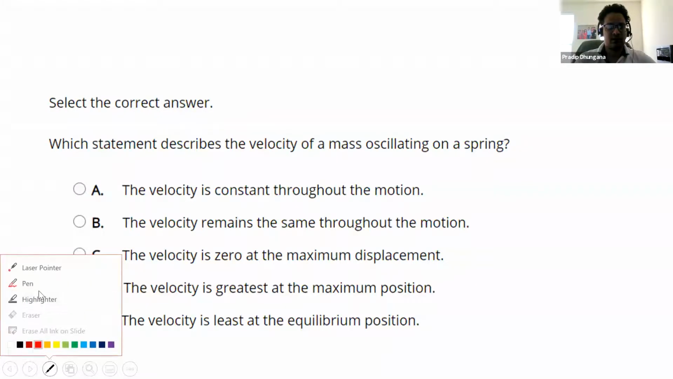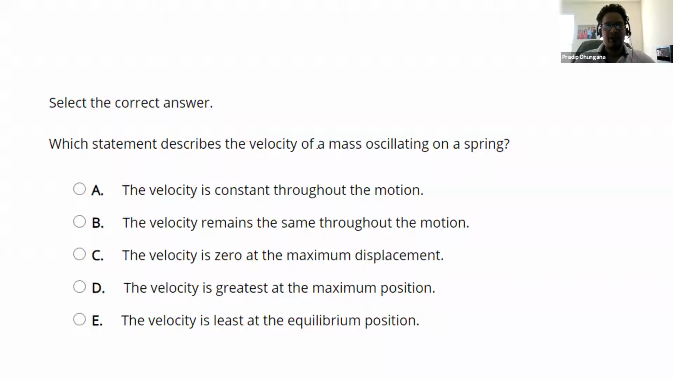This question is, which statement describes the velocity of a mass oscillating on a spring? Let me make a diagram. Let us suppose this is the spring at an equilibrium position where displacement is 0. We don't have displacement, x is equal to 0. Now we hang a certain object so that it stretches a little bit more. This is the mass.